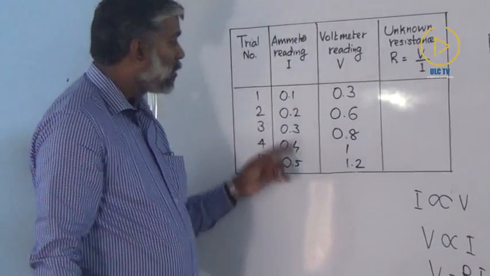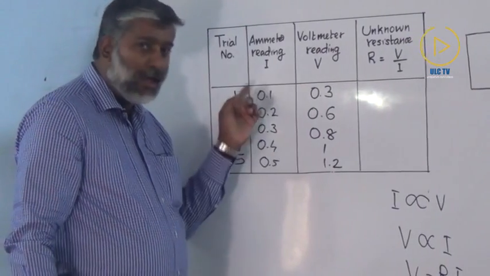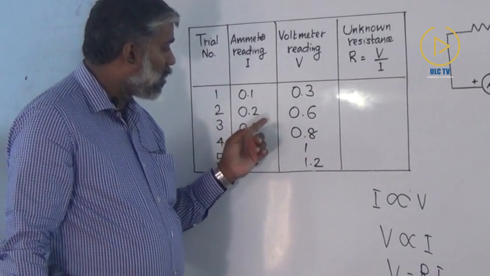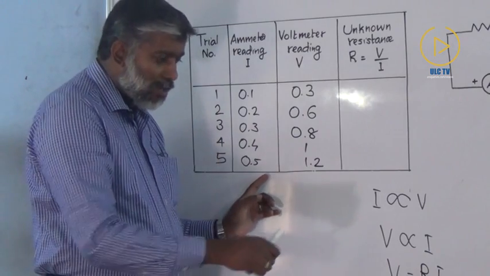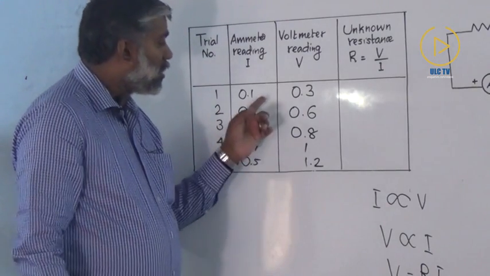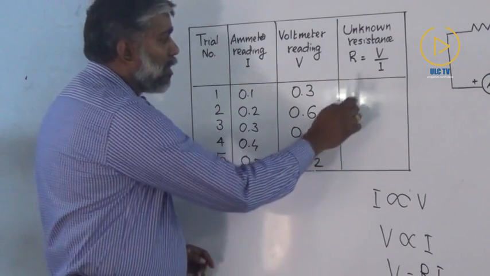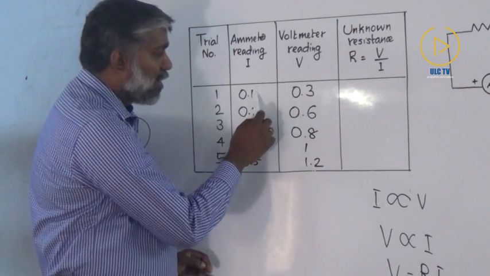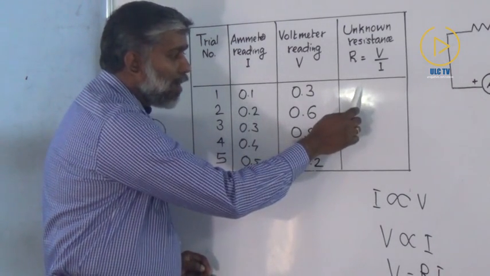So once again I will explain. I have the right to keep the ammeter reading, so I can select the ammeter reading. I am keeping the ammeter reading as 0.1, 0.2, 0.3, 0.4, 0.5 like that. Then adjusting the rheostat, in each case I am noting the values of the voltmeter reading. Then I am taking V by I in each case. This is the V value here, this is the I value here. V by I, you calculate, you will get the resistance value.